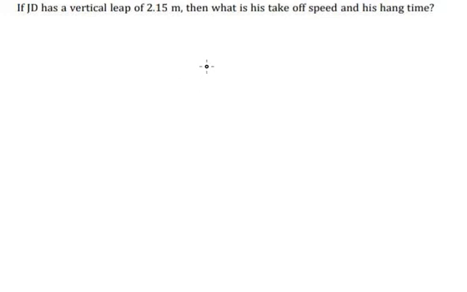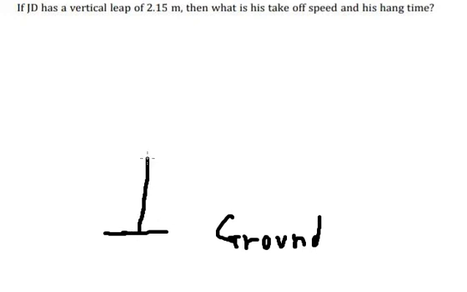So now I want to show you how to answer a vertical lift problem. For example, a person is on the ground and jumps like this, and later reaches a height of about 2.15 meters. The question asks: what is the speed, that means the velocity at the beginning, and what is the time from here to here?